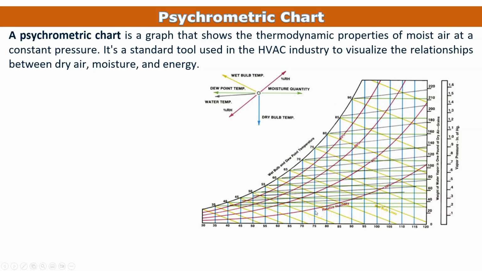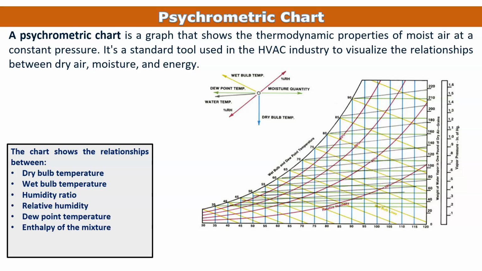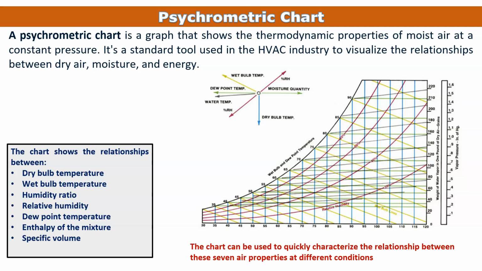measurement. Now I already put one psychrometric chart, and this chart shows the relationship between dry bulb temperature, wet bulb temperature, humidity ratio, relative humidity, dew point temperature, enthalpy of the mixture and specific volume. So the chart can be used to quickly characterize the relationship between these 7 air properties at different conditions.